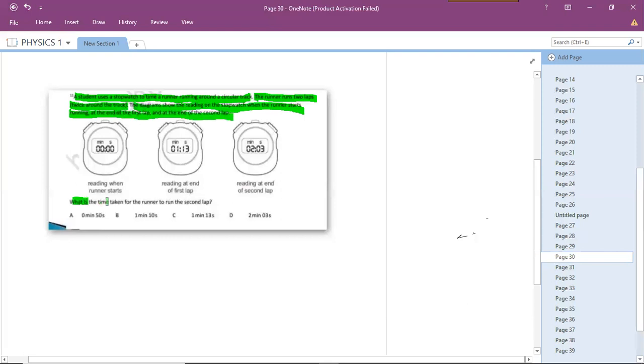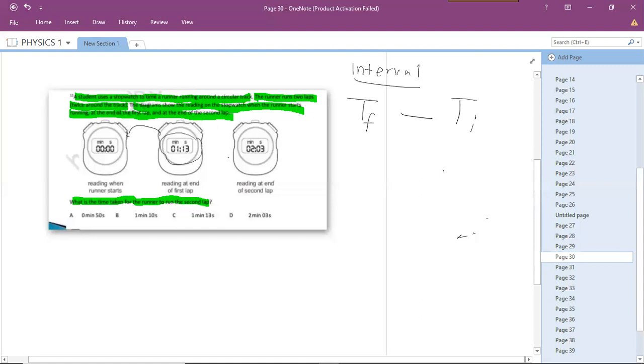What is the time taken for the runner to run the second lap? So every time we're calculating an interval, an interval is always calculated as the final time that you ended with minus the initial time that you began with. So our first lap here, it was 1 minute 13 seconds minus 00 seconds. So he ran the first lap in 1 minute and 13 seconds.